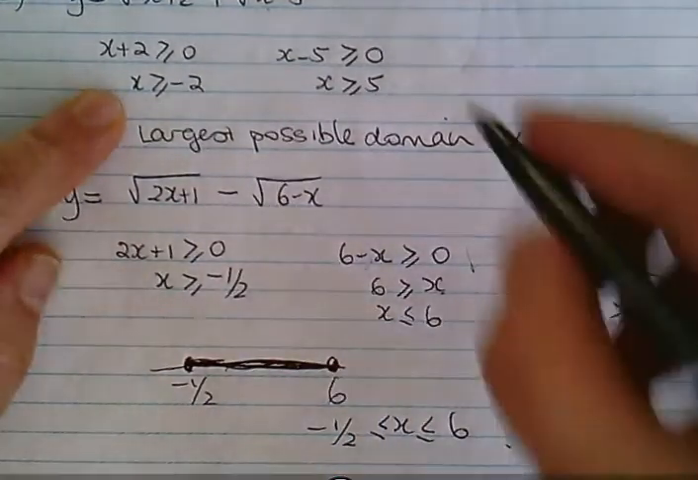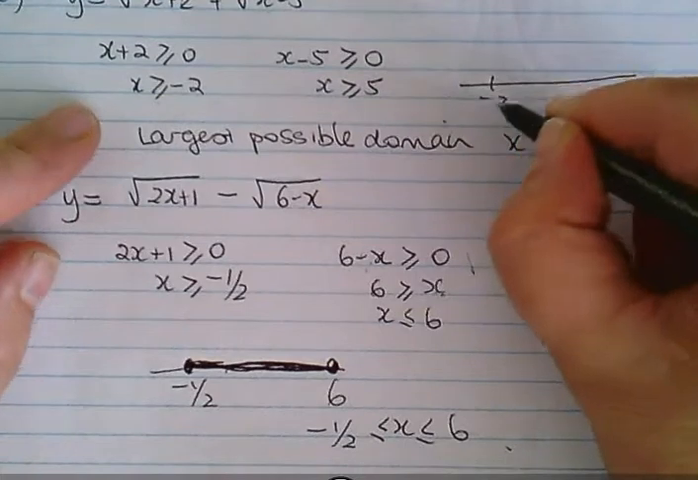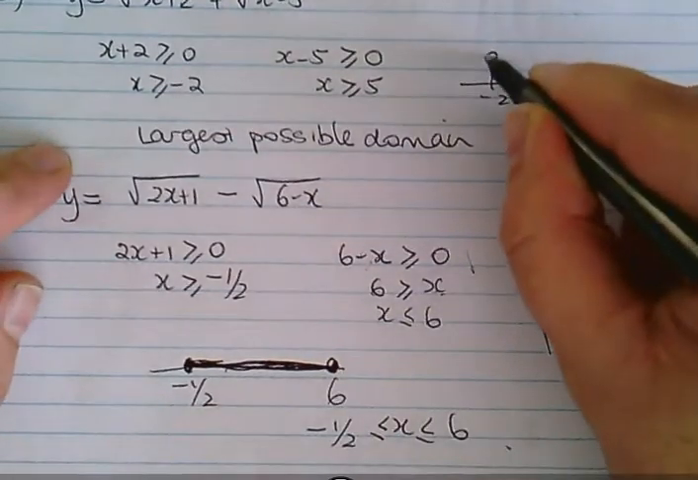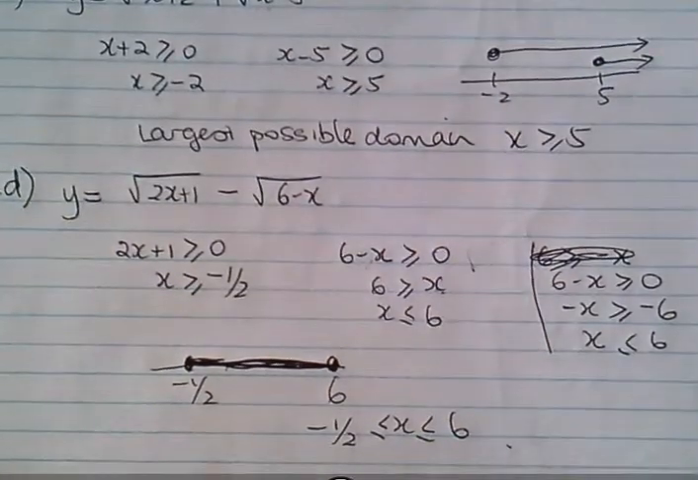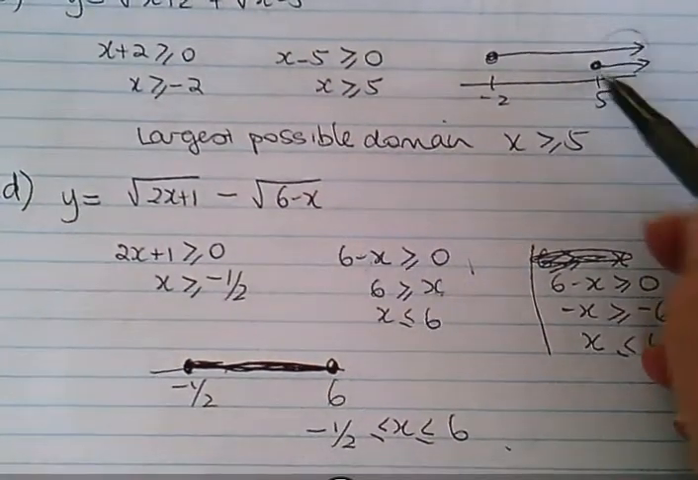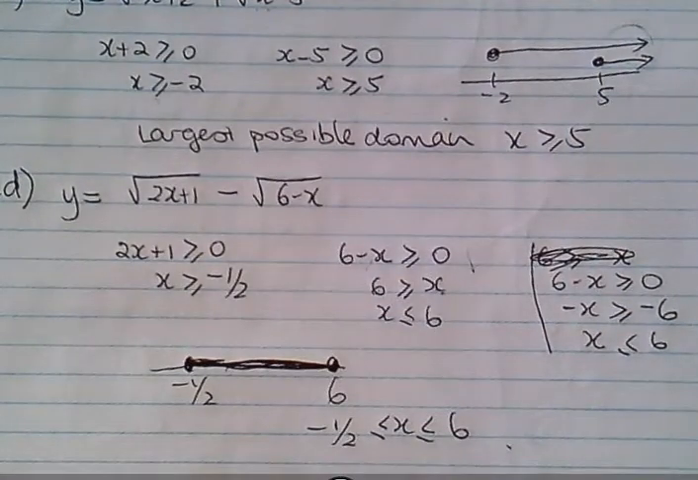And if you want to sketch the top one, you've got -2 down here and 5 there. You've got x is greater than or equal to -2, but x is greater than or equal to 5. And the only place where both hold is x is greater than or equal to 5.